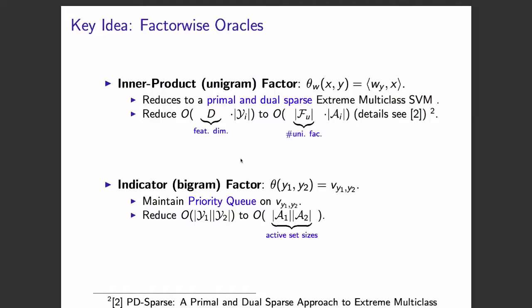And for bigram factors, we use priority queues to speed up the search so that we can find the descent direction much faster. Typically, if we don't use the factorwise oracle, the complexity equals the domain size of a bigram factor. But since we use the active set and the factorwise oracle, the complexity reduces to the product of the active sets with respect to each variable. So it's much cheaper.